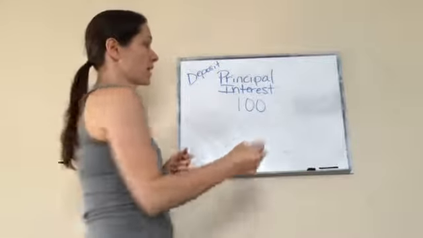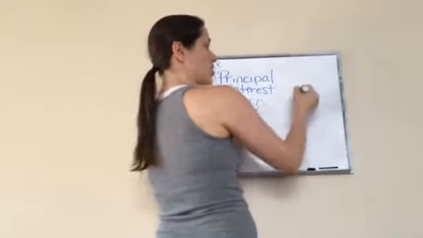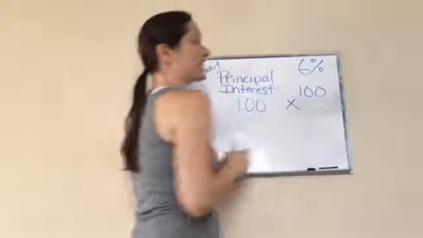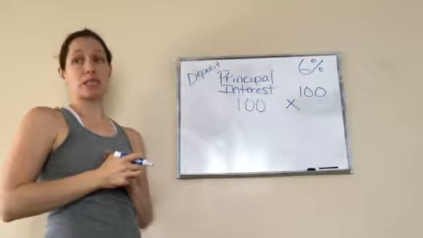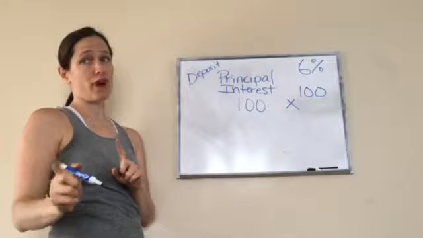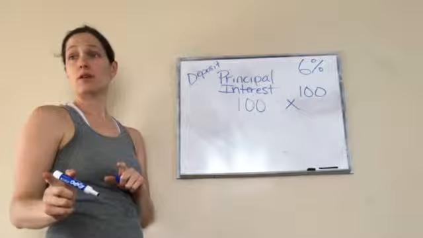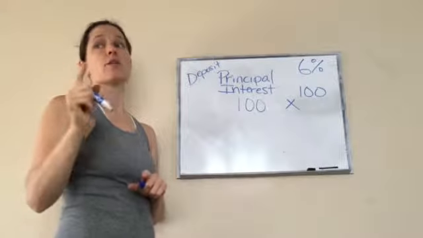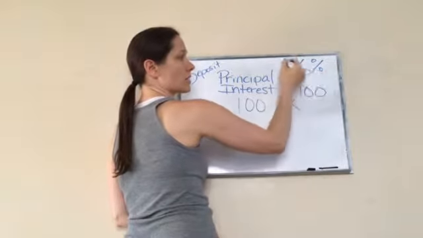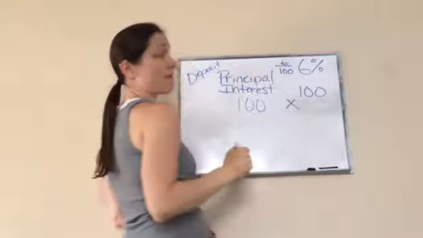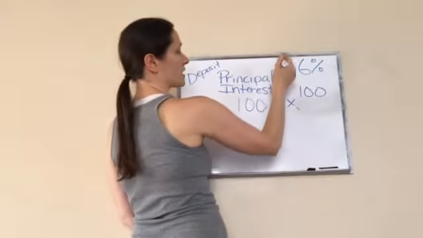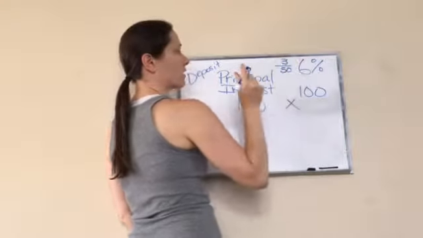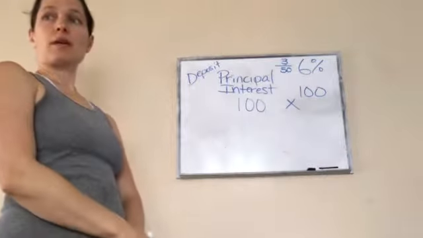So, how would I get 6%? I would take $100 and I would multiply it. Now, what is 6% as a decimal? But let's first make it into a fraction. Yes, make it into a fraction first. Okay, 6 over 100. And then reduced, half of 6 is 3, and half of 100 is 50.